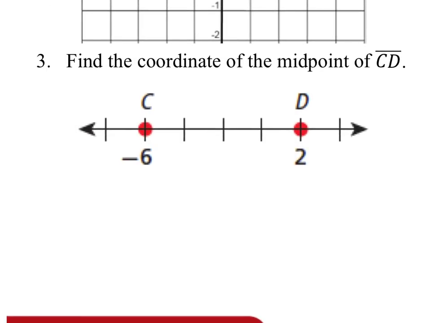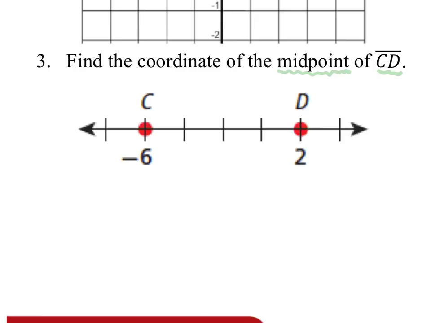I know what you're thinking. You might say, wait a minute, this is the same number line that we had on number 2, and you would be correct. This time, though, it's asking us to find the coordinate of the midpoint of segment CD. And that means exactly in the middle. The middle is the point that is exactly in the middle of the other 2 points, C and D.